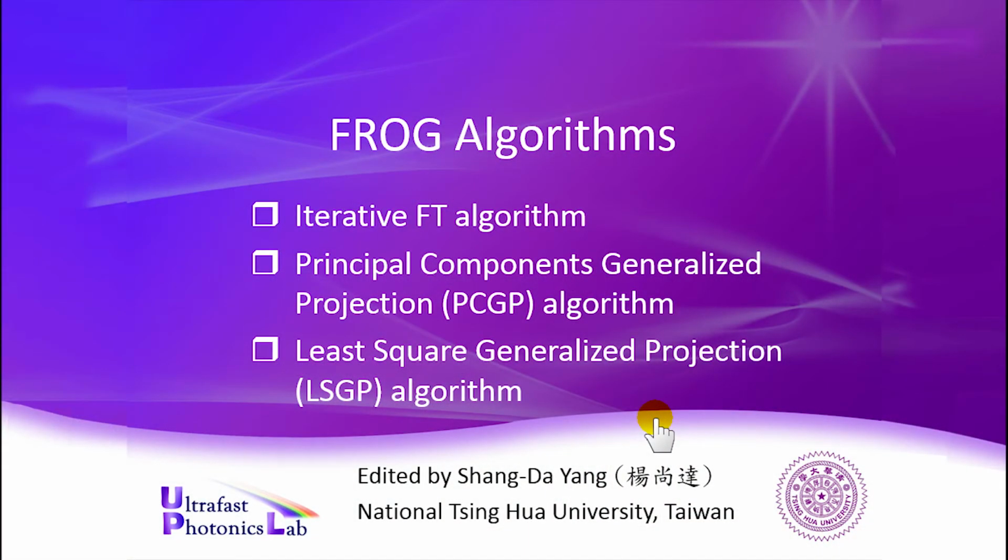The topic is about FROG algorithms because we just introduced the FROG. Okay, but in our lecture slides, I introduced a very simple algorithm, the iterative Fourier transform algorithm. And there are some problems there. I will show you. Then I will introduce two more advanced algorithms: the principal components generalized projection, acronym PCGP algorithm, and the least square generalized projection, acronym LSGP algorithm. And you will know why these two are useful in practice. Okay, and maybe in our second midterm exam, you can implement one of them, and you can tell the difference about performances between different algorithms.